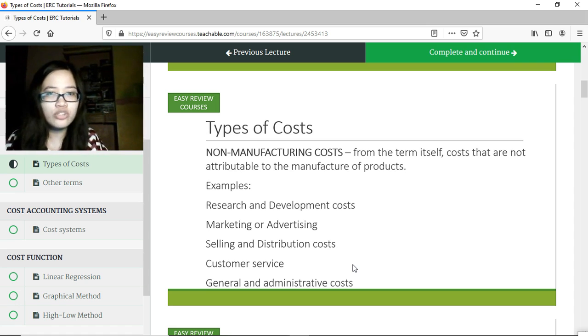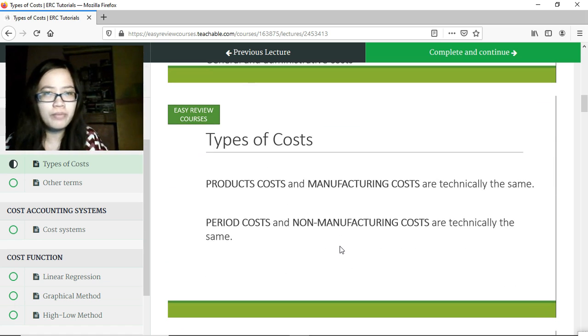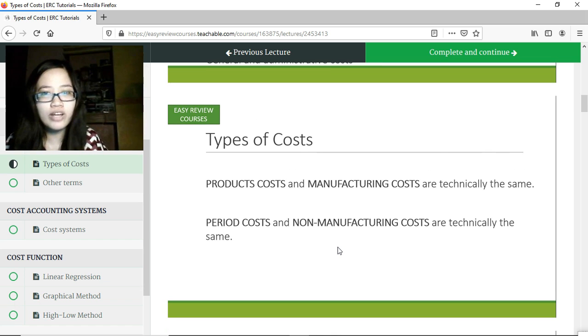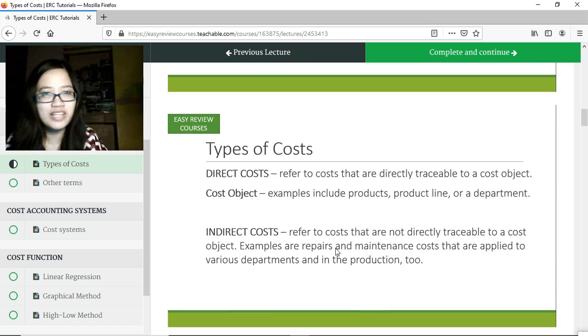Okay? So, ang inclusion, we have research and development costs, marketing or advertising, selling and distribution, customer service, general and administrative cost. Alright? So, baka malito kayo. Mamaya siguro mag-review din tayo sa last part. And then we have product cost and manufacturing cost. Technically, they are the same. Period cost and non-manufacturing cost, or administrative and selling expenses, they are technically the same. Okay, just to be clear on that.